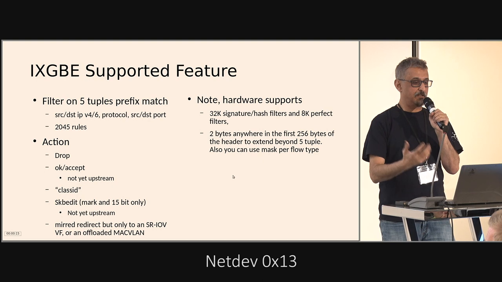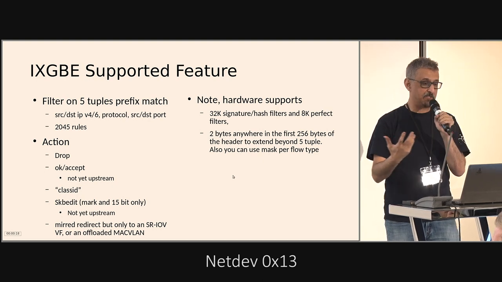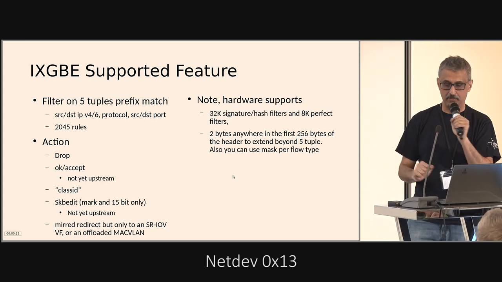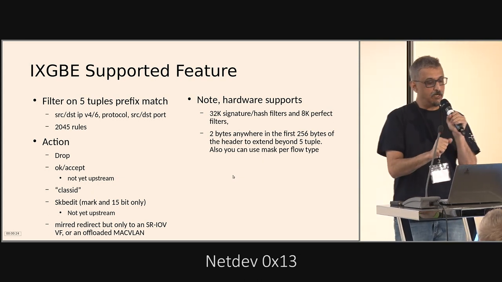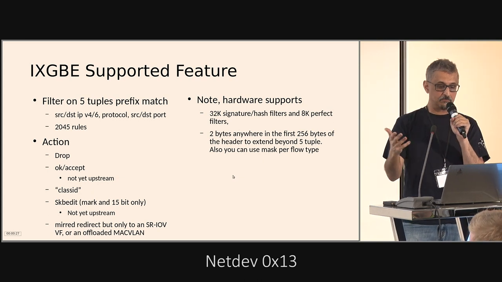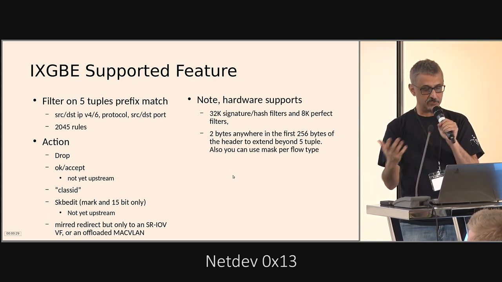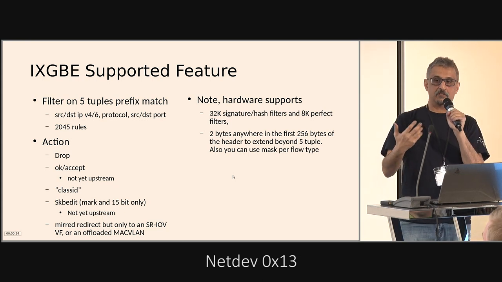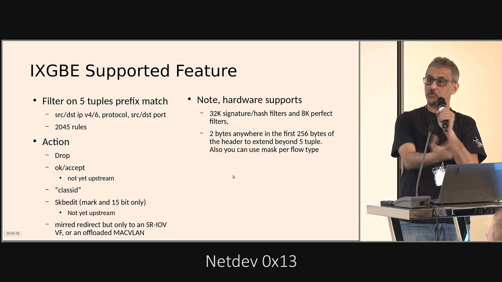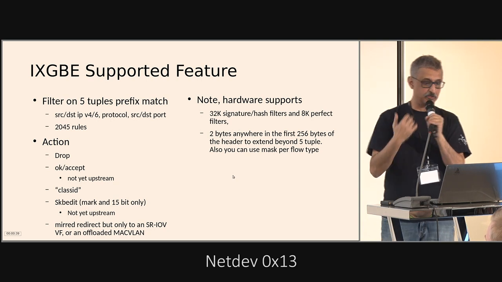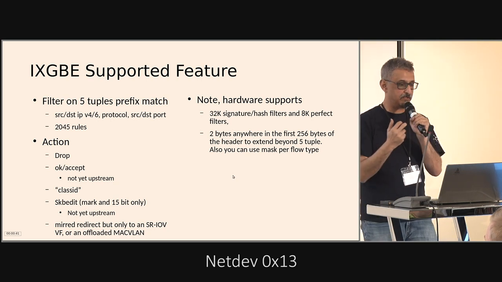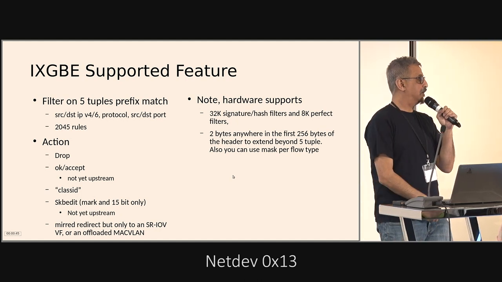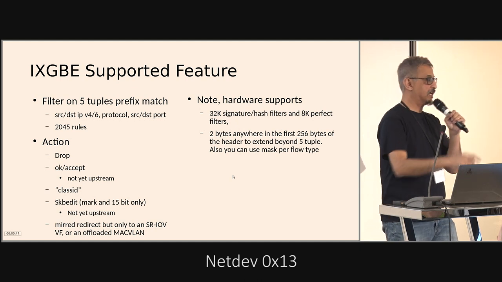So you can add up to 2045 rules. Don't ask me why such a number. Why not 2043? It can match only on those tuples: source, destination, IPv4, IPv6, protocol, source port, dest port. So it decides for me that those are the only things it will support. Okay, it can drop. It can accept packets. I love this class ID feature. I don't know if the Mellanox guys are here, but that's a fantastic feature.